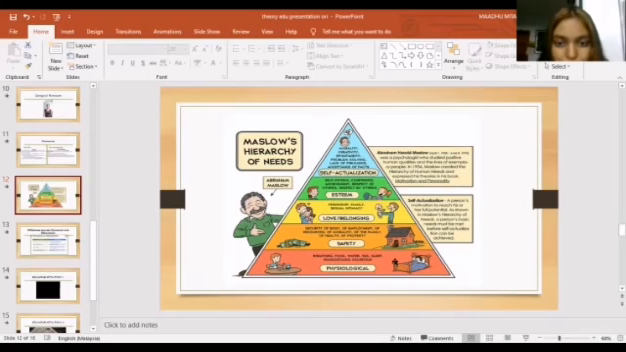Security of body, of employment, of resources, of morality, of the family, of health, of property. After completing this, we will move to the third one, which is love or belonging: friendship, family, and sexual intimacy. After completing the third one, we get into the fourth stage, which is esteem: self-esteem, confidence, achievement, respect of others, and respect by others. And lastly, to achieve self-actualization, we need morality, creativity, spontaneity, problem solving, lack of prejudice, and acceptance of fact.